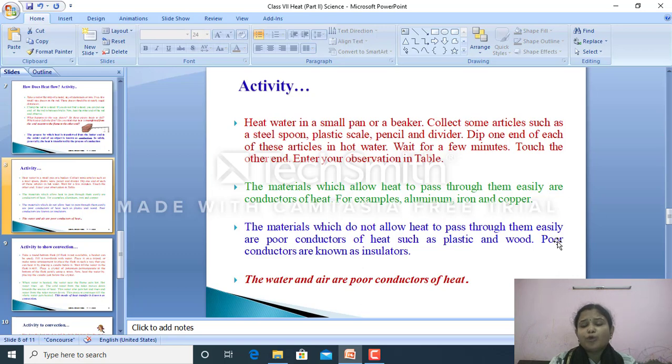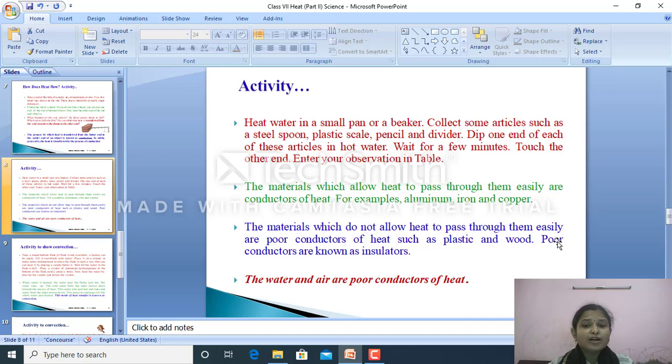Now another example I want to give you to show the difference between conductors and insulators. This activity is very simple. You take a mug, or you heat some water in a pan or any beaker. That means you have hot water, and then you collect many articles, like a spoon, a scale, a pencil, a compass, anything, and you dip all the articles in hot water. Then wait for some time, and after some time you touch the other end of the article.